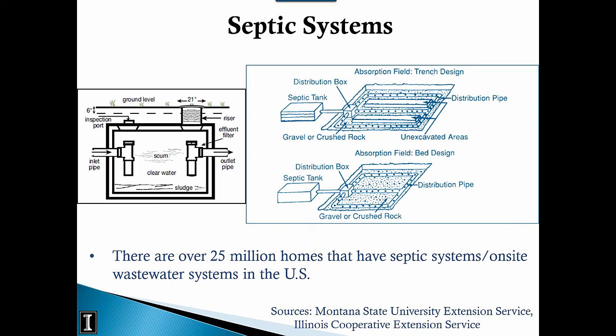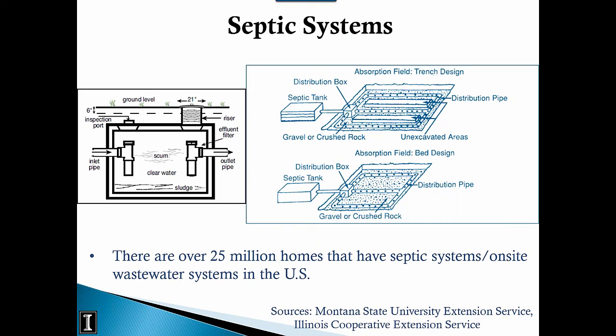And then the diagram on the right shows a distribution box or junction box, what I usually call them, with an absorption field in the trenched area with sand in the bottom so that the water can percolate down into the soil. Over 25 million homes have septic systems in the U.S., and that number might be low. I think the EPA estimates 1 in 5, so that's a lot of septic systems out there.